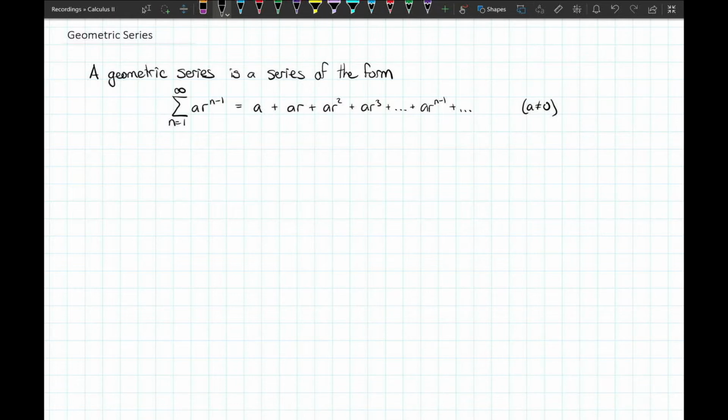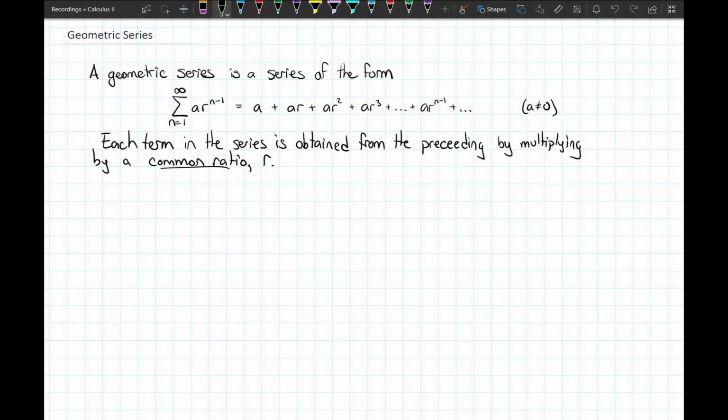r, however, is the kind of important part of the geometric series. You'll notice that each new term in the series is obtained by just multiplying the preceding term by r. So we have a, which is just ar to the 0, and our second term is ar to the 1. Multiply that by r, we get the third term, ar squared. Multiply by r, and the fourth term is ar cubed. The nth term is ar to the n minus 1. So this makes a common ratio. We say r is this common ratio for the geometric series.